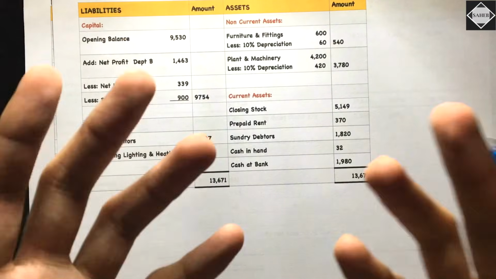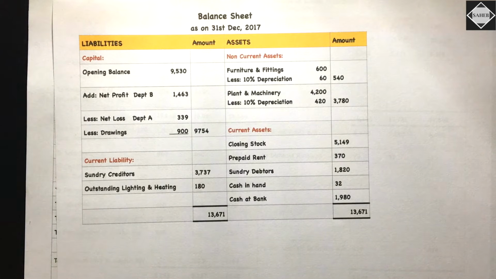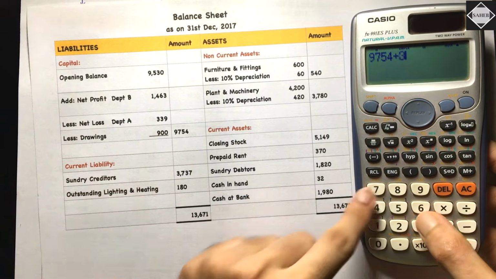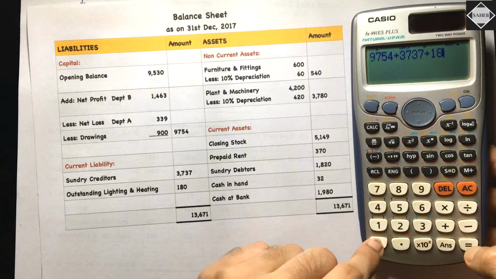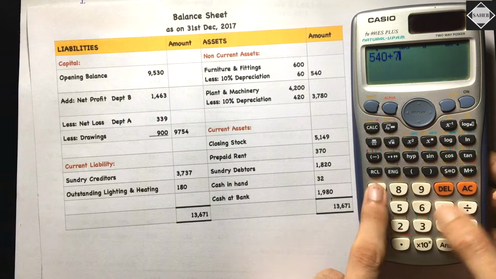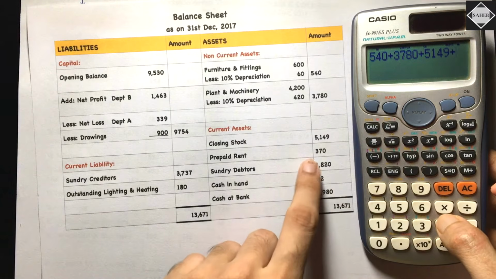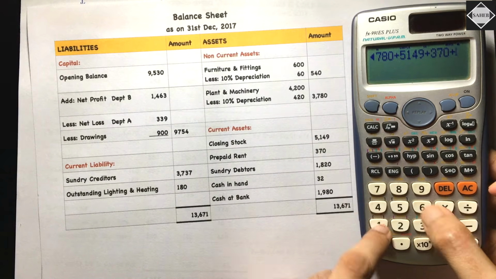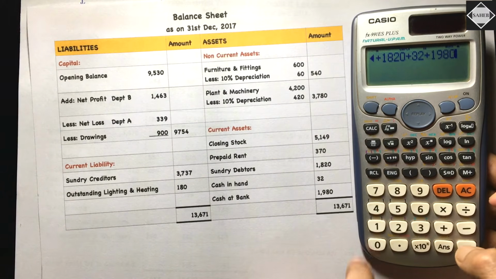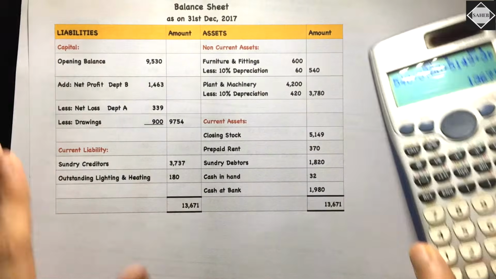This will tally. If it tallies, then your answer is completely right. Is it clear? Simple and straightforward. It was not difficult and it tallies. Let's just check. Okay. See, 9754 plus 3737 plus 180, that is equal to 13,671. And then see here on the asset side 540 plus 3780 plus 5149 closing stock plus 370 prepaid rent plus 1820 sundry debtors plus cash in hand 32 plus 1980 cash at bank, that's equal to 13,671. So you see it tallies. So our answer is right.